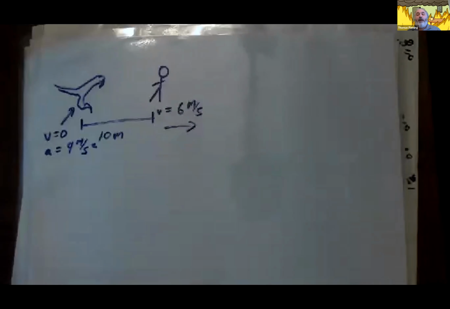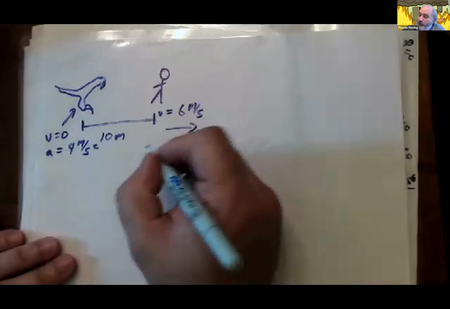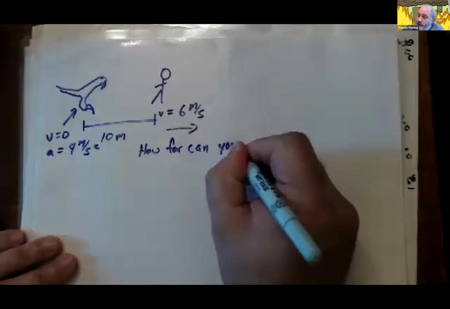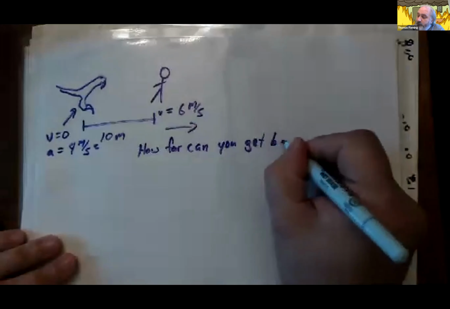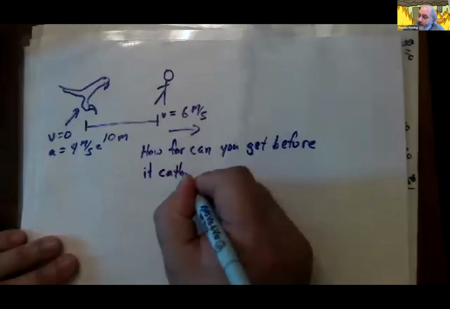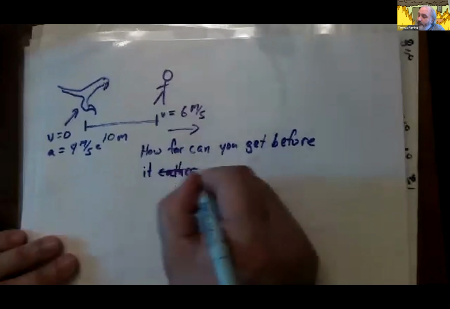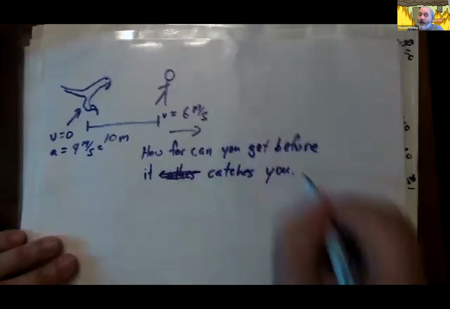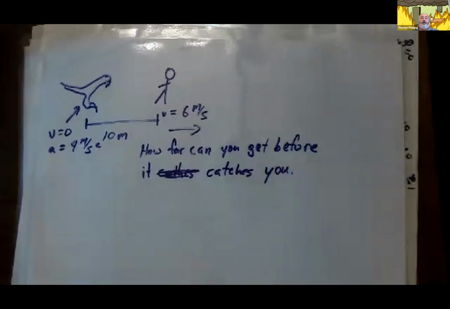So the question that I want to answer in all of this is, how far can you get before this thing catches you? That's important, because if you can't find some sort of safety within that distance, you're going to die. We don't want that. So how far can you get before it catches you? Getting dyslexic in my old age. All right. So that's the scenario.